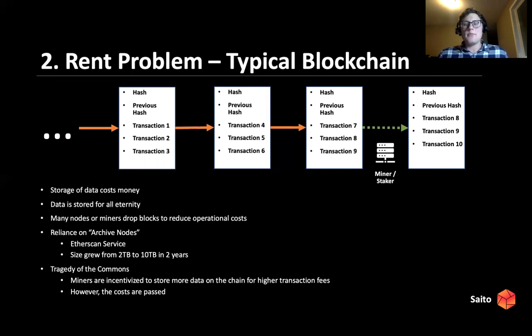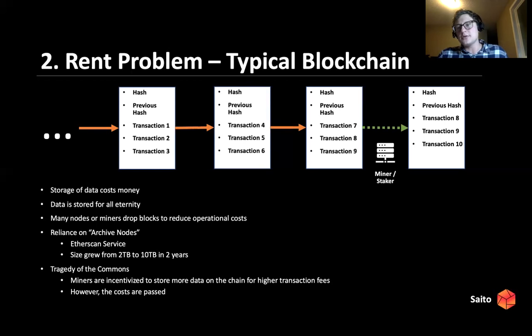So now, because of this problem where data has a continuous cost in order to store it, miners and nodes have been dropping some of the old blocks off of their copies of the blockchain. They do so in order to reduce their operational costs. If my copy of the ledger is smaller in size, then I have to spend less money on the hard drives necessary to store this entire blockchain. And that introduced this new reliance on other types of nodes called archival nodes.